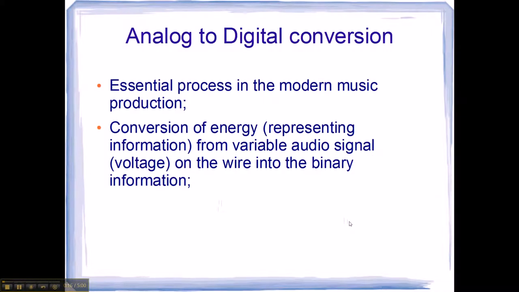So the analog to digital conversion process is basically the essential process in modern music production, and it starts really with the transducing of the pressure variation of the sound into a voltage or audio signal in some device, and then it has to be converted into binary form, so the computer is able to process this information.